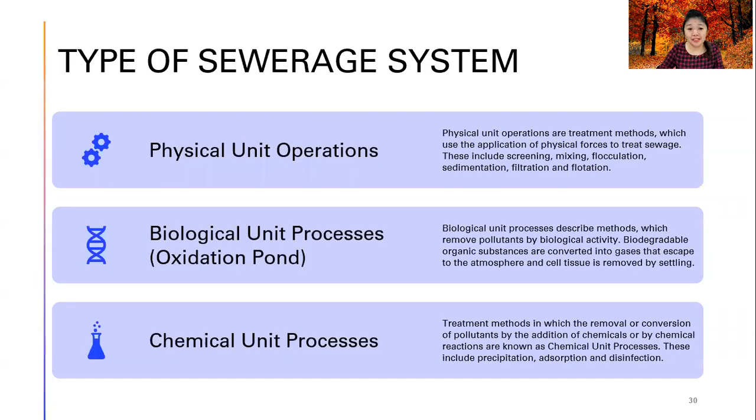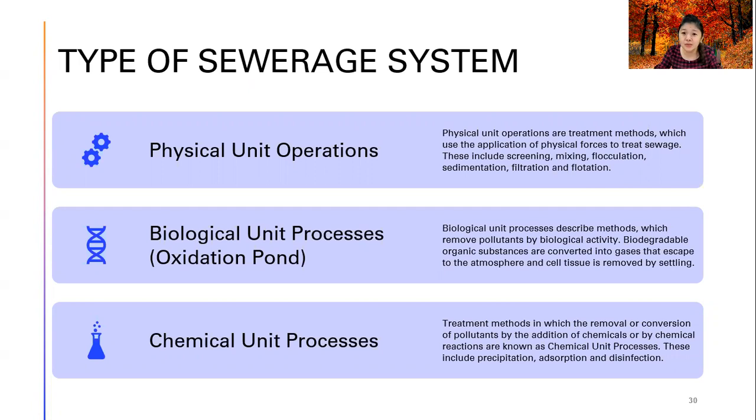Okay, so these are the three types of sewage treatment system. So we have three systems. Like the water treatment last time, where we had two: one is filtration and one is softening. For this one we have three. Usually what you will see in the housing area is actually the physical unit operations. The second one is more to the biological process. And the chemical one is more to the disinfection.